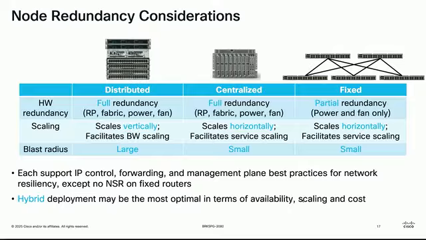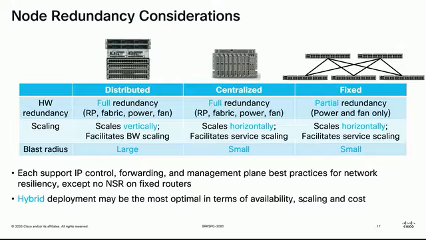From a scaling point of view, distributed, you scale vertically. However, centralized and fixed, you can scale horizontally. Since distributed supports more number of ports and higher throughput, its blast rate is higher as compared to centralized and fixed. Each one of these supports IP control plane and data plane best practices. Just keep in mind, fixed chassis don't have dual RP. They come with single RP, so NSR can't be supported. We'll talk about NSR later.